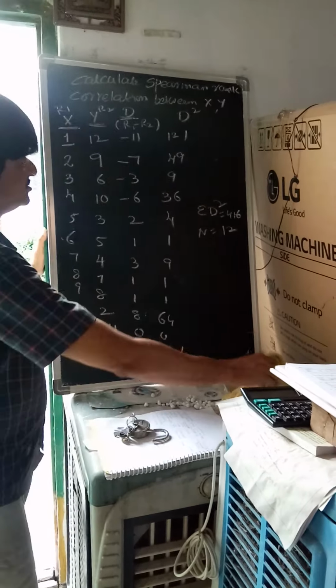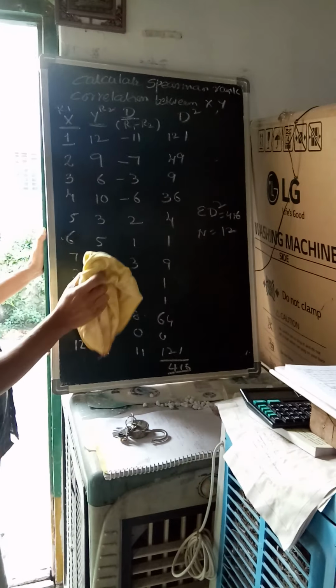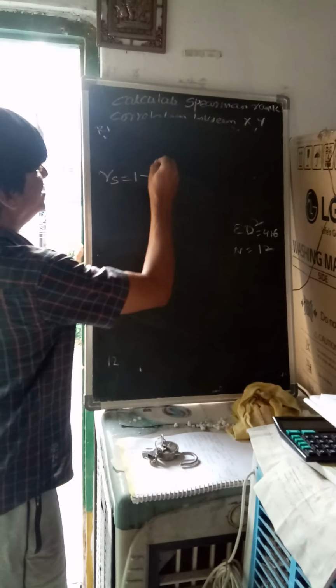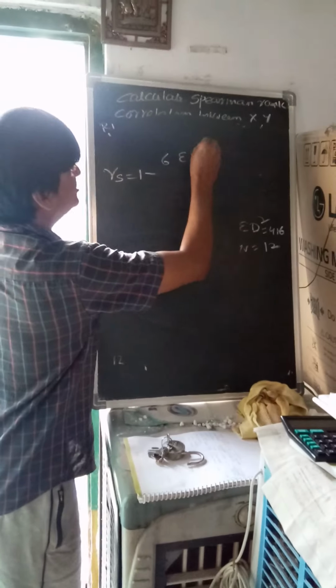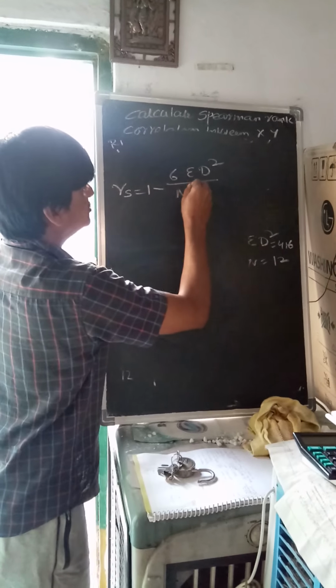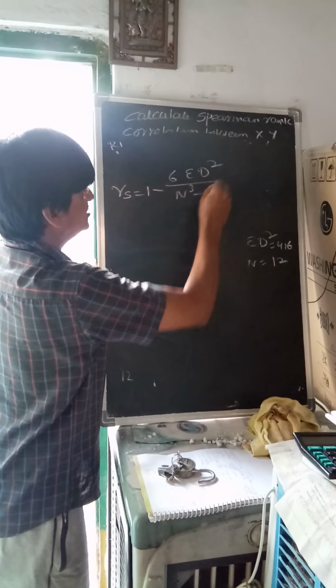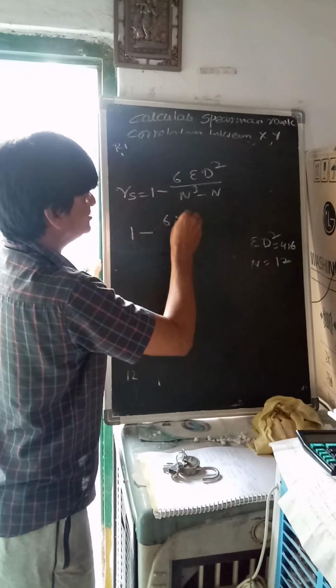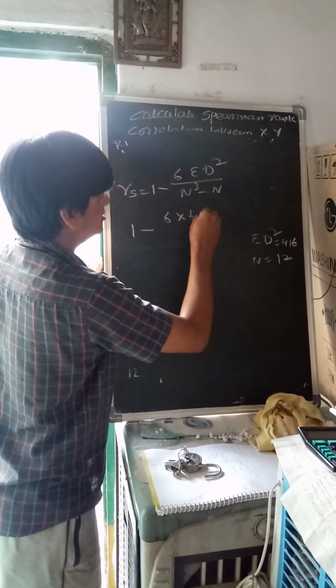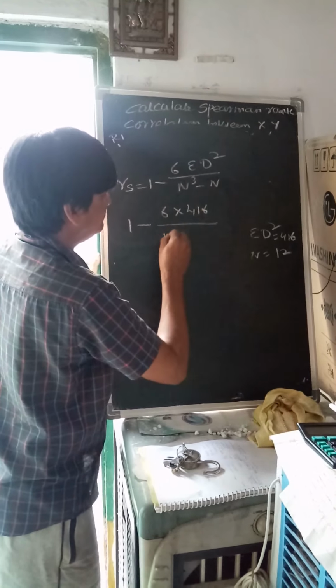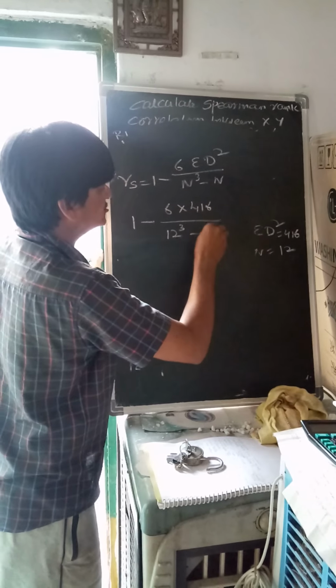Now let us substitute in the formula. Rs equals 1 minus 6 sigma d square by n cube minus n. That is 1 minus 6 into sigma d square, which means 416, divided by n, which means 12 cube minus 12.